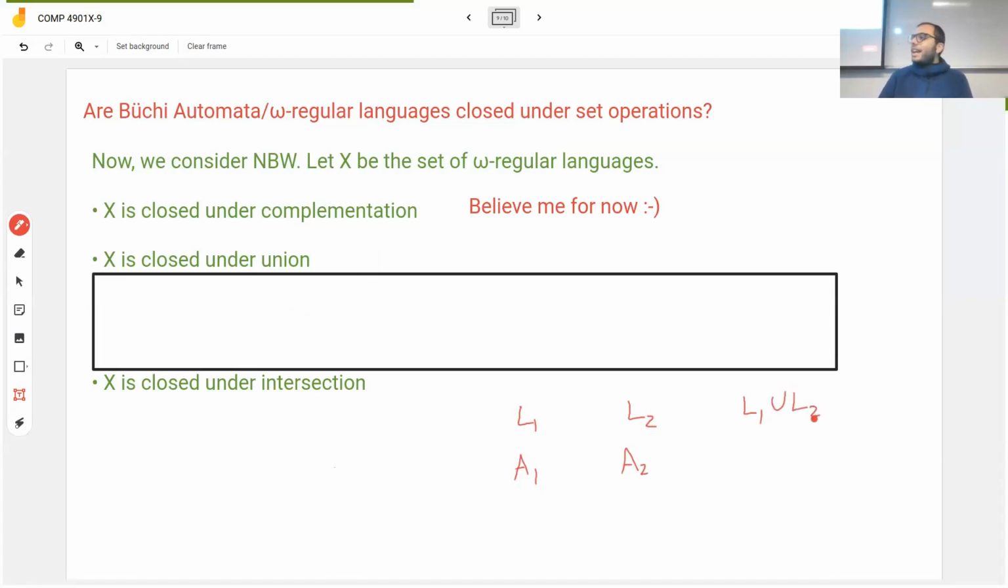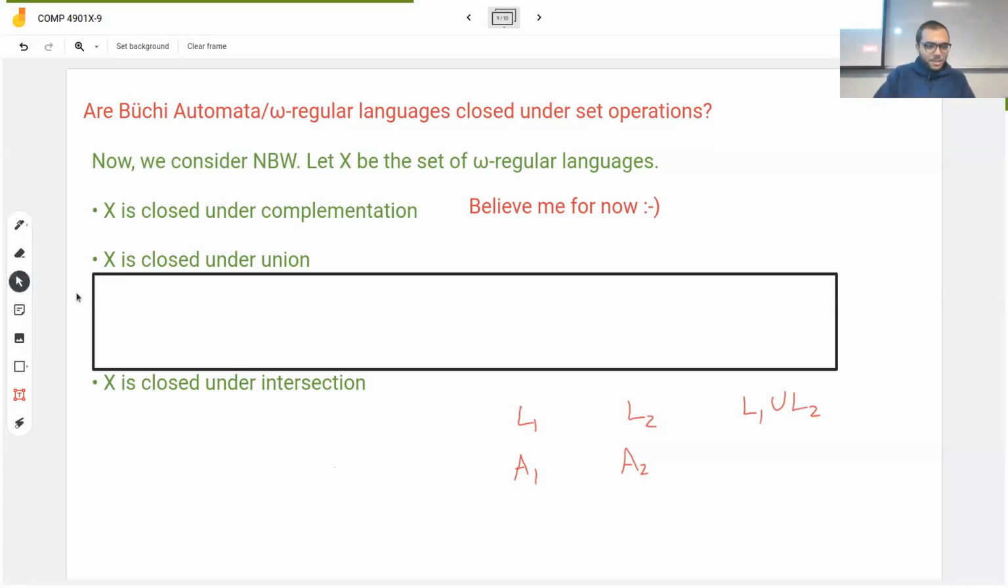Just union. Yeah. So I have these two automata, just put them together. And then for the starting state, say that I can start in A1 or I can start in A2. Right? And then let the non-determinism take care of everything. That's all we do here.